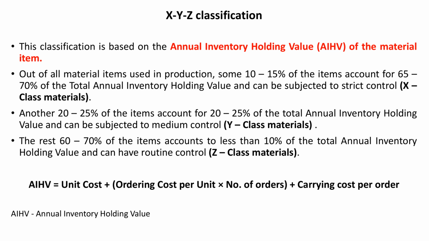The equation to calculate the annual inventory holding value or AIHV is equal to the unit cost of the material plus ordering cost per unit into number of orders plus the carrying cost per order.